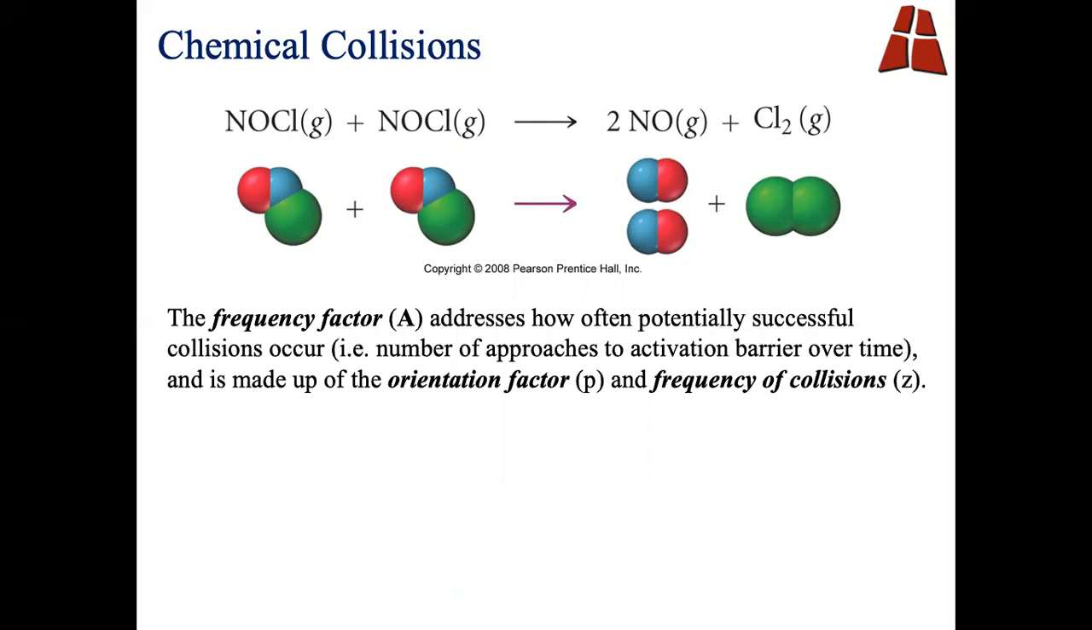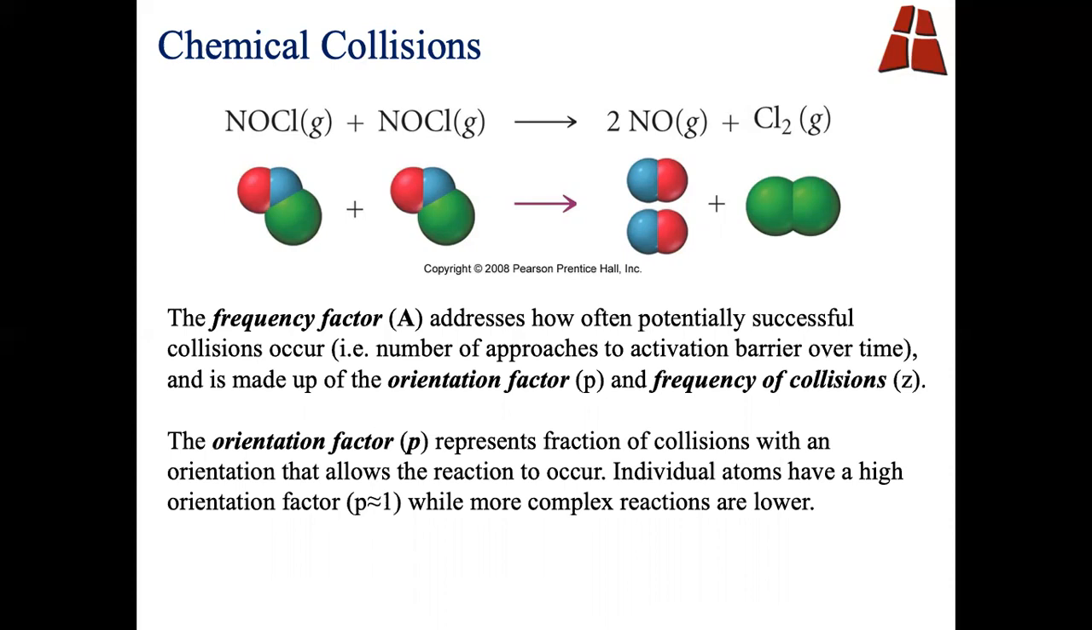One way we measure this is called the frequency factor. This is signified by the variable A. This addresses how often successful collisions will occur. A can also be broken down into an orientation factor, which we designate P, and the frequency of collisions. The frequency of collisions will be determined by the temperature, because the more kinetic energy something has, the more frequently gases are going to collide with each other.